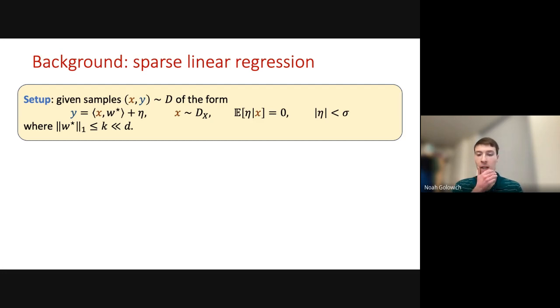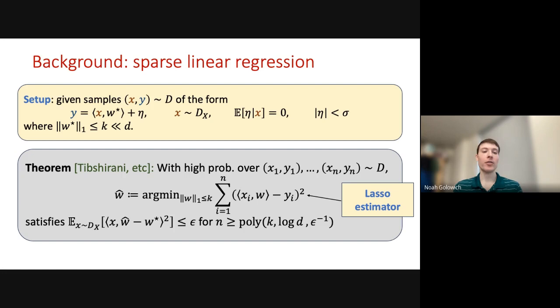Okay, now to understand how to prove this theorem, one more preliminary we'll need is some background on sparse linear regression. The setup of sparse linear regression is the following. We're given samples x, y drawn from some distribution D, where x is a vector and y is a scalar whose value is equal to the inner product of x and w star plus zero mean noise eta. Now w star, the coefficient vector, is assumed to have L1 norm at most k, which is generally speaking much less than the number of dimensions d of the vector x.